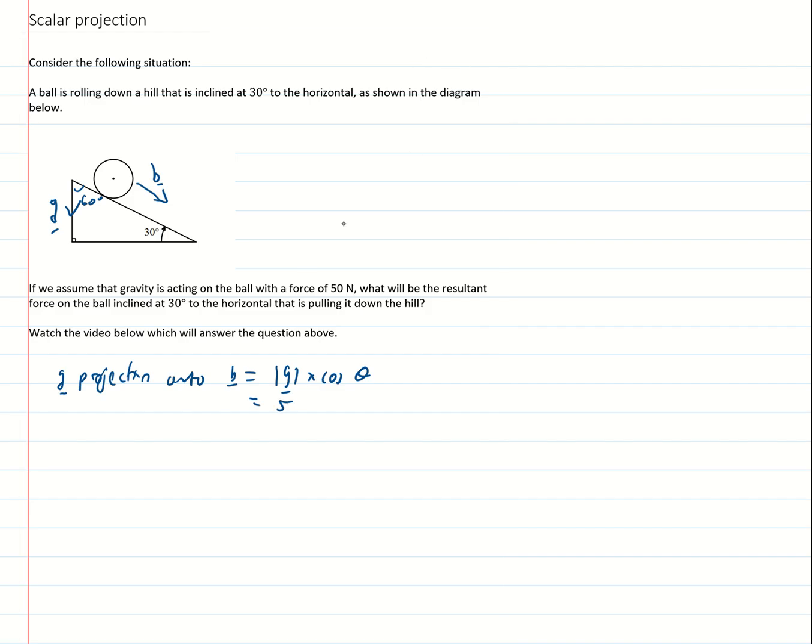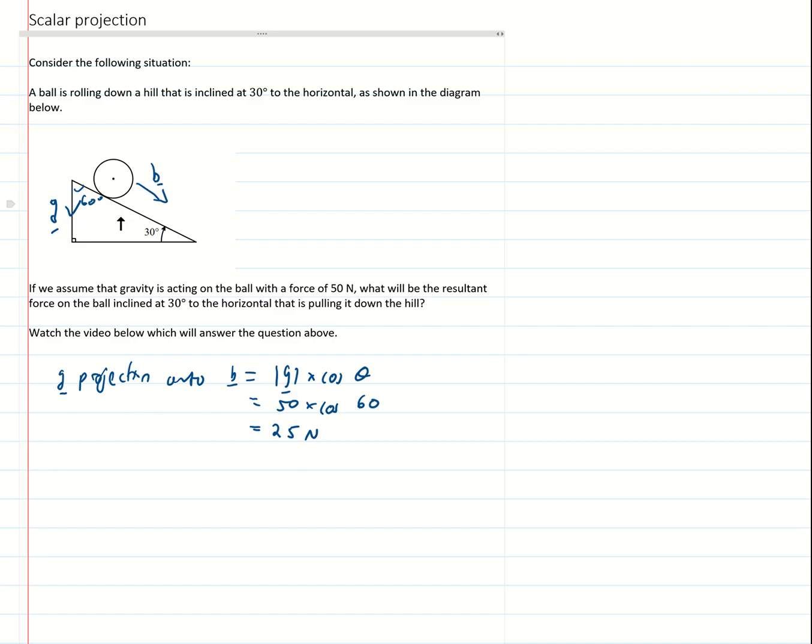So we've got 50 times cos of 60, and that gives us 25 newtons. So out of the 50 newtons that gravity is pulling straight down on the ball, 25 of it, so half of it, is actually pulling it down the hill. Obviously, the smaller the angle between, the greater the force is going to be.